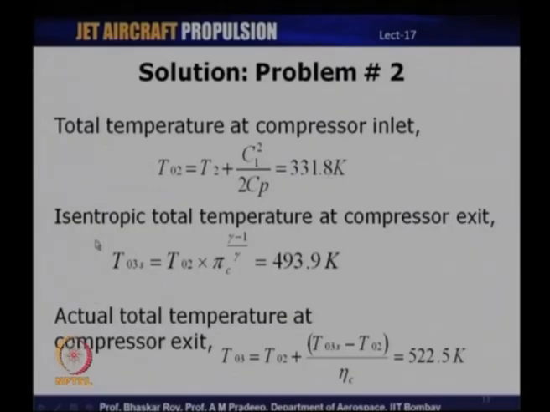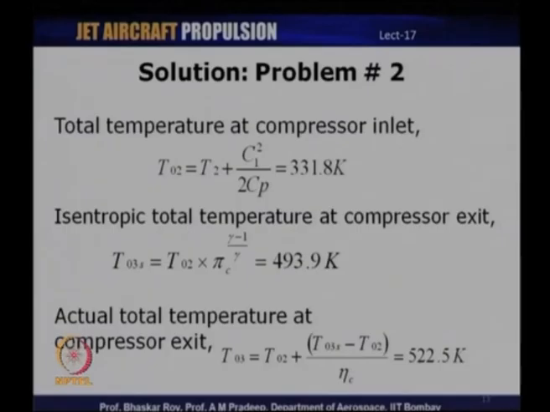Now, the overall pressure ratio is given as 4, which means that the isentropic temperature at the compressor exit can be found out from the isentropic relations, that is T03S is equal to T02 into pi C, which is the compressor overall pressure ratio, raised to gamma minus 1 by gamma. So, that is 493.9 Kelvin.